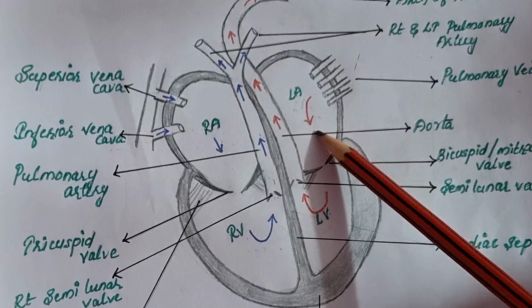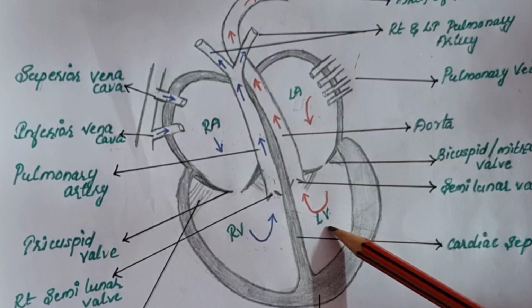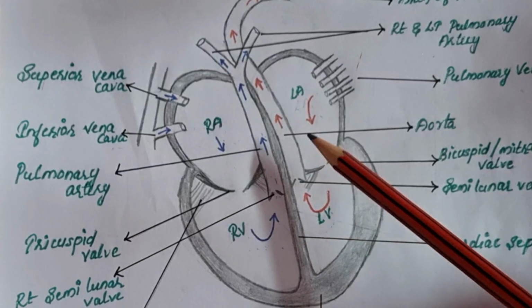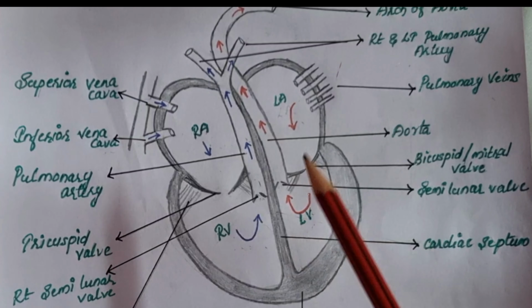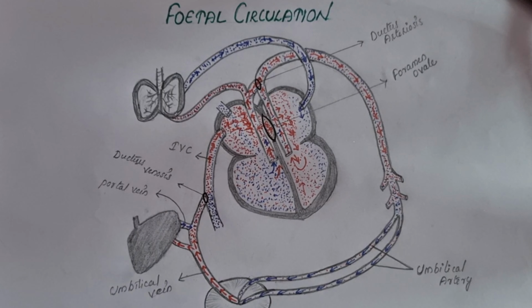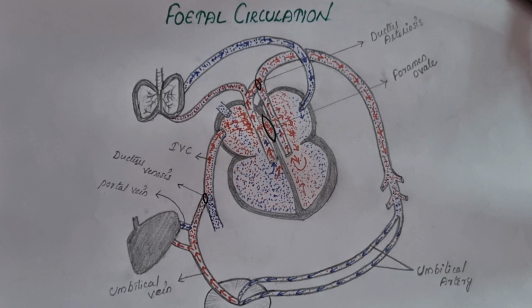and enter into the left atrium. From the left atrium, the blood enters into the left ventricle, and when the left ventricle contracts, it enters into the aorta. Through the aorta, the oxygenated blood goes all around the body. So this is the normal circulation happening in the human body. Now let us see what is happening in fetal circulation.